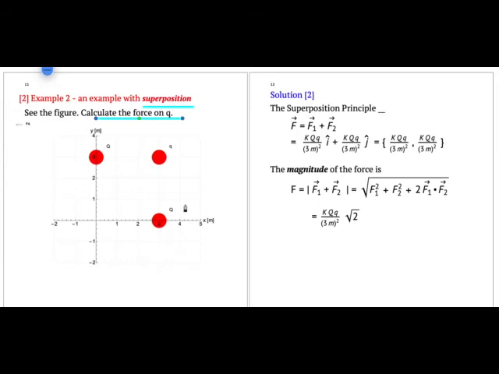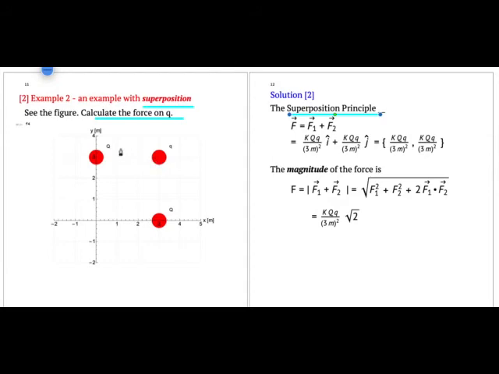Now, because there are multiple charges, I have to use the superposition principle for this problem. And you'll read about this in chapter 15. There's a section on multiple charges. And it's really quite simple. We calculate the force between any pair, and then we add those forces. But we have to add them as vectors.